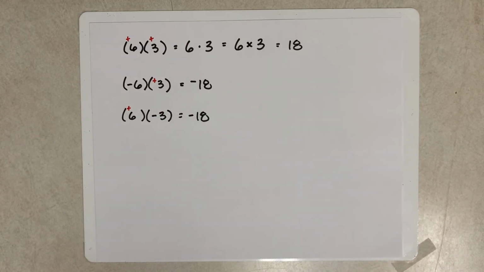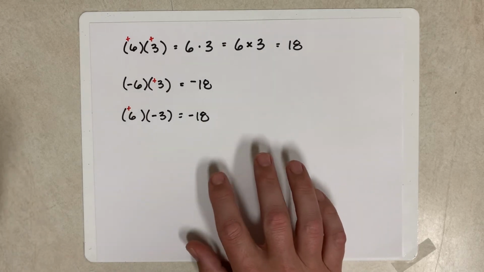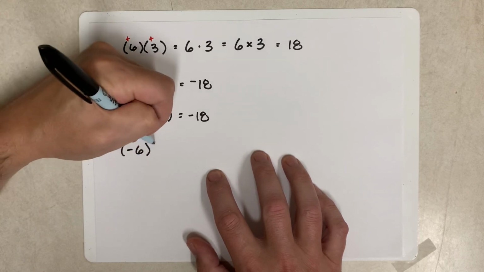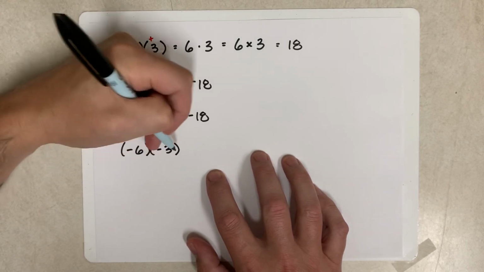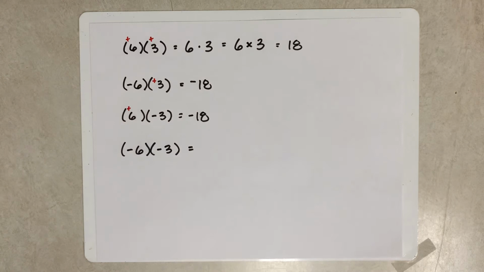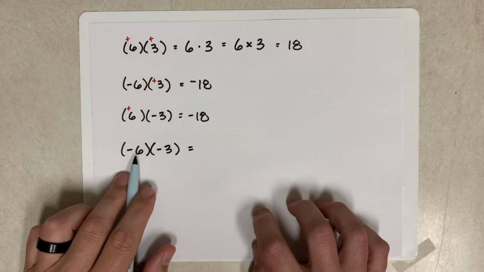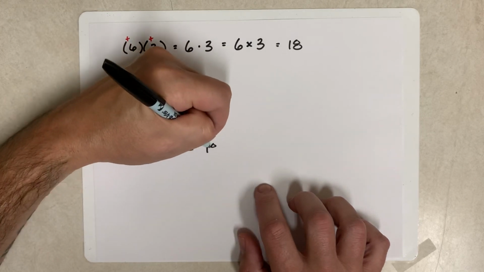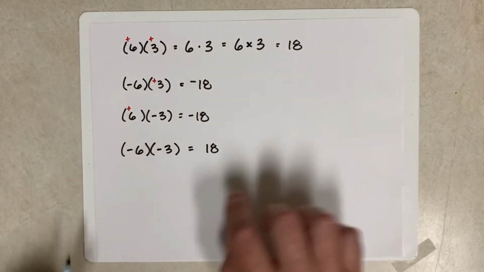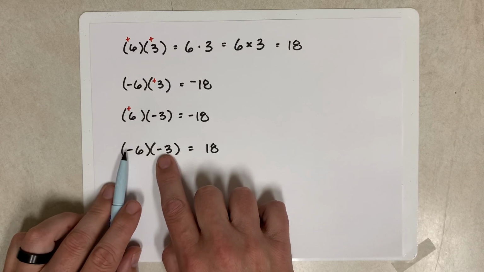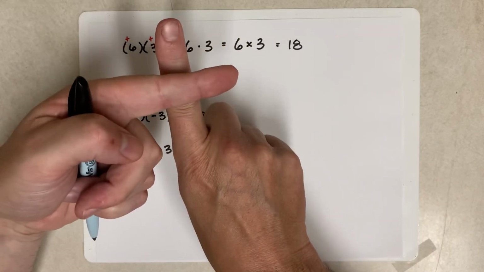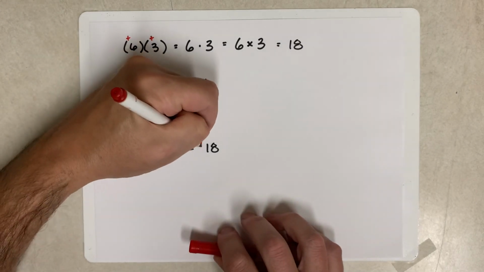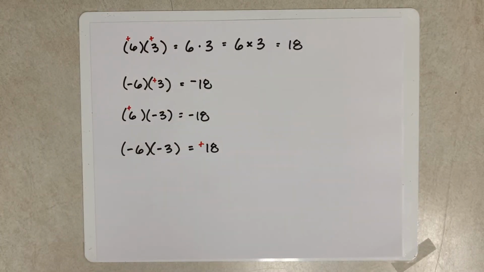So now, the only other thing I haven't talked about is if we have two negatives, negative 6 and negative 3. All right, so here we have negative 6 times negative 3, right? 6 times 3 is 18, so I know that's going to be involved somewhere. But what happens when you have two negatives side by side again? Two negatives make a positive. And so you wind up with your answer as positive 18.